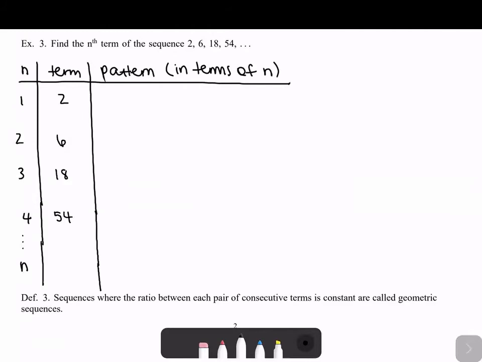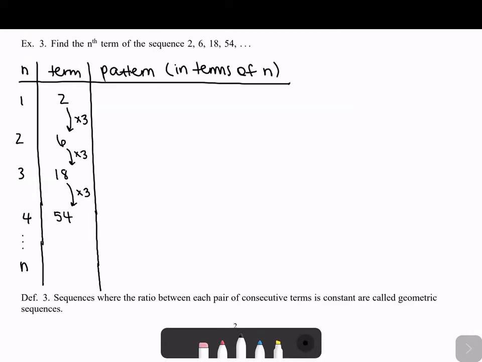Just like our example from section 1.1, we had Pascal's triangle, which was adding, but the example that we looked at in the video changed that adding to multiplying. So let's see if we can do the same thing here. To get from 2 to 6, we multiply by 3. From 6 to 18, we also multiply by 3. And 18 to 54, we also multiply by 3. So we multiply by 3 each time.